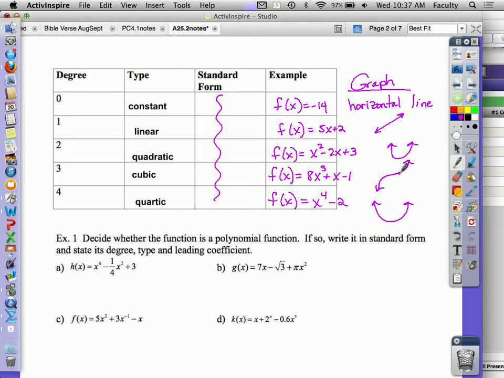So let's look at letter A. Yes or no? You guys just look out of it like you're not even with me. Hello? Is there? Yes or no?